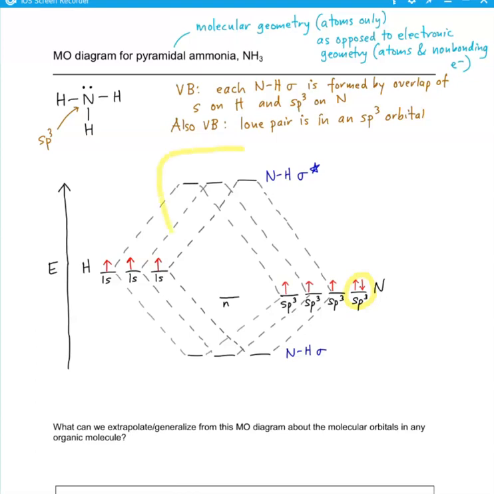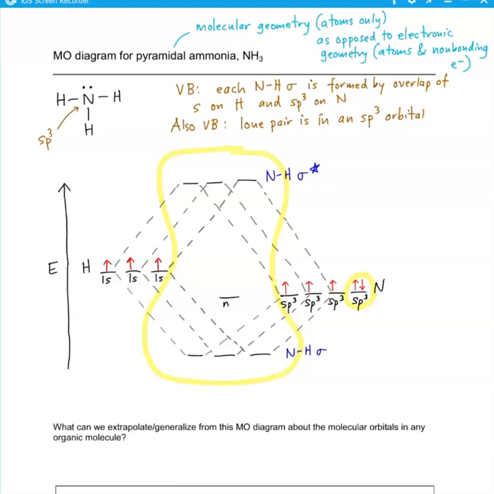So remember, the orbitals in the middle of the diagram are the molecular orbitals. The ones on the sides of the diagram are the atomic orbitals that we use to create them. So all we've done with that last sp3 orbital is just give it a new name. It looks exactly the same as it did when it was an sp3 orbital. It just has a new name.